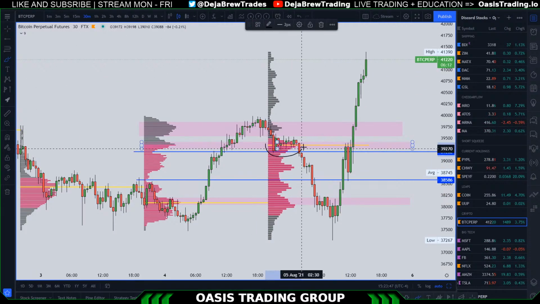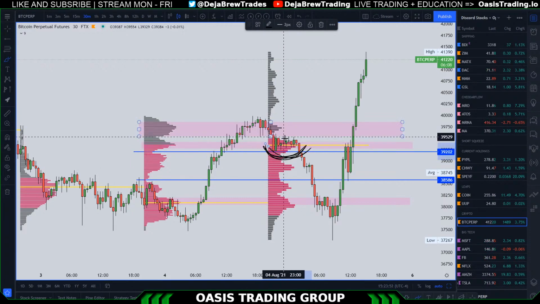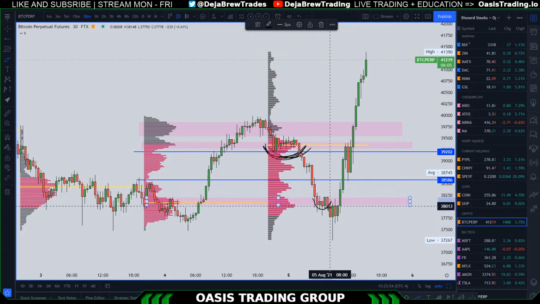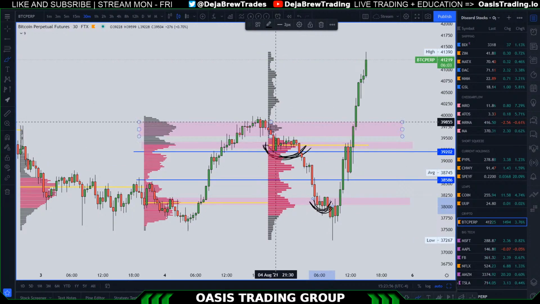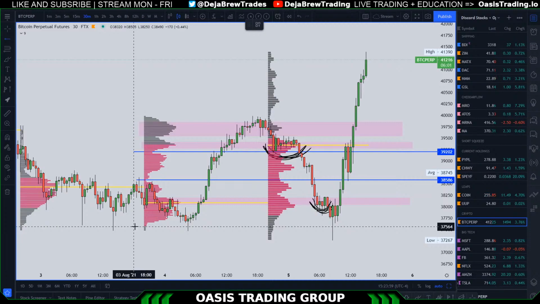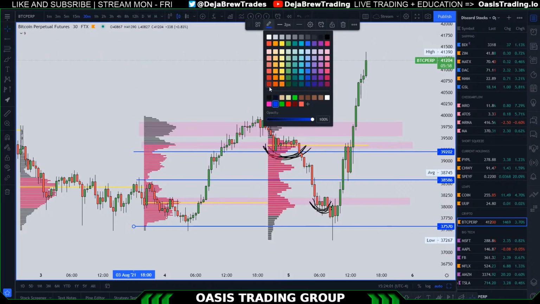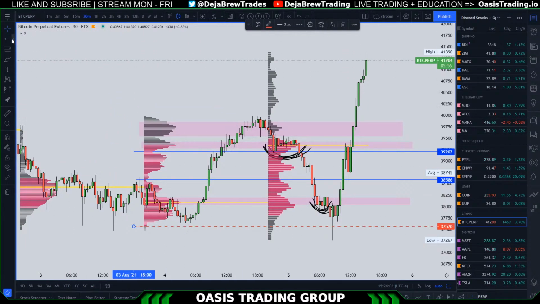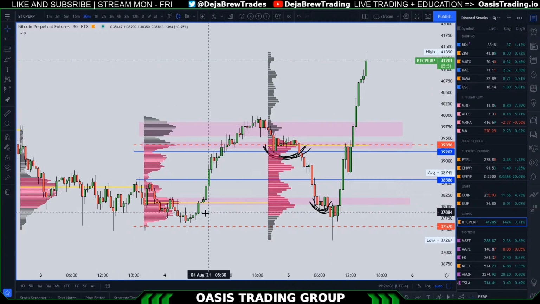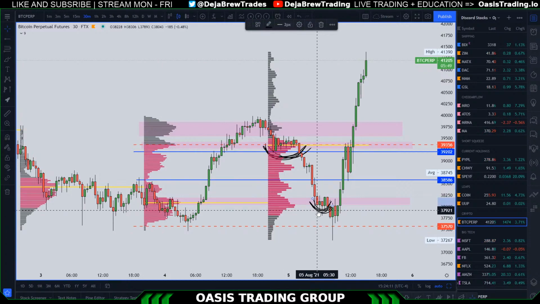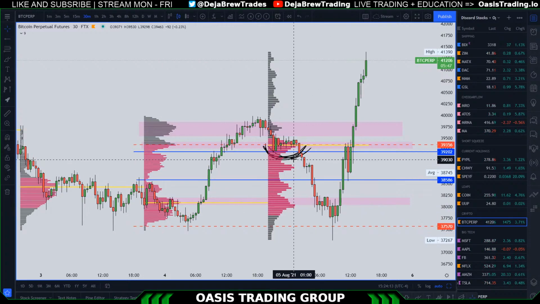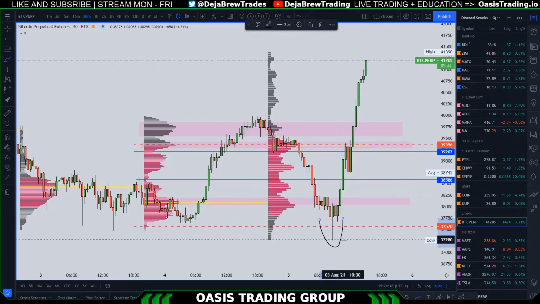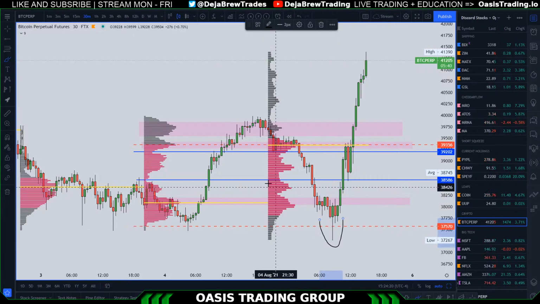So once you started to break this clear level right here, this was the most bearish thing that happened today. And then we started to lose this node as well, so that was very bearish. But then if we marked out our value area low right here, and then let's grab our value area high as well, then that is clearly acting as support. Okay?